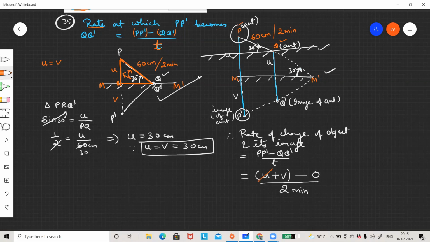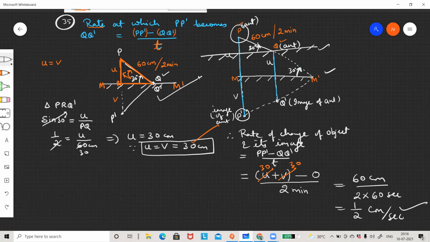And then you have U, which is 30 centimeter. U and V both are same, so this is also 30 centimeter. 30 plus 30, 60 centimeter. So let us convert this into centimeter per second form. So 2 into 60 seconds, which is 1 by 2 centimeter per second. So this is the rate. Half centimeter per second, 0.5 centimeter per second will be the rate at which the distance between the ant and its image is changing.